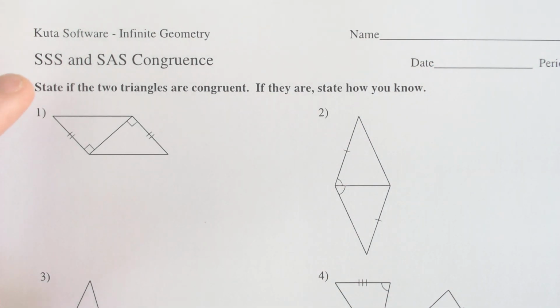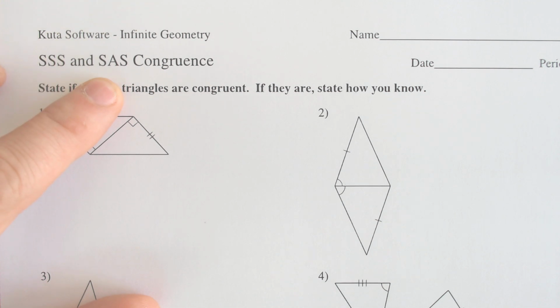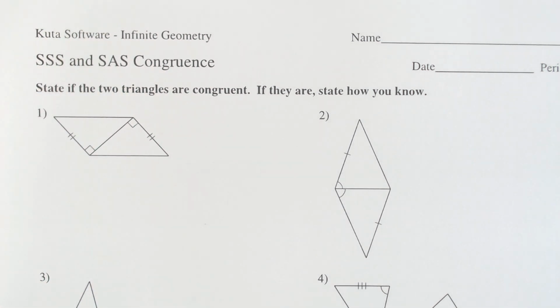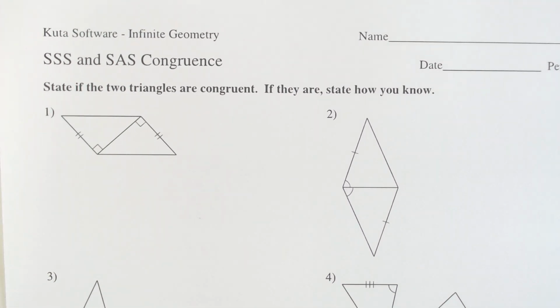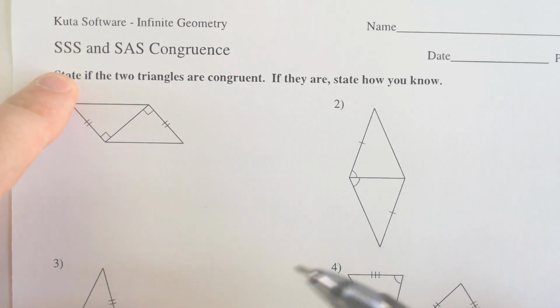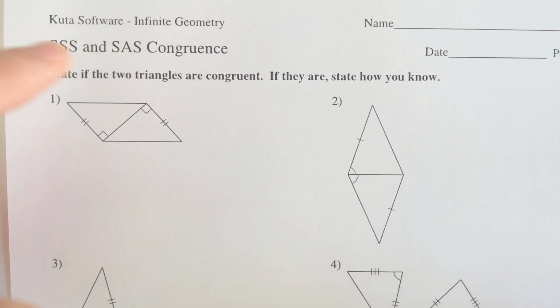Today we're going to be determining side, side, side and side, angle, side triangle congruency. Now there are other ones. There's angle, side, angle. There's angle, angle, side. And even hypotenuse, leg. I've got a combined video with all of them, but this one's going to focus specifically on side, side, side and side, angle, side.